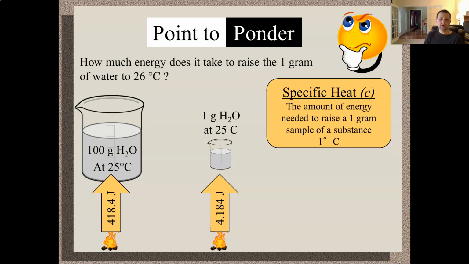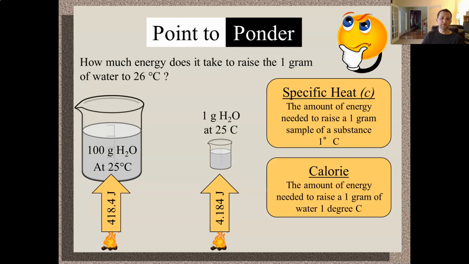The symbol in our calculations is going to be a lowercase c for specific heat. And we could tie this into another unit of energy, which is a calorie. A calorie is the amount of energy needed to raise a 1 gram sample of water by 1 degree Celsius. That's what we did here. We had a 1 gram sample of water. We raised it by 1 degree Celsius.